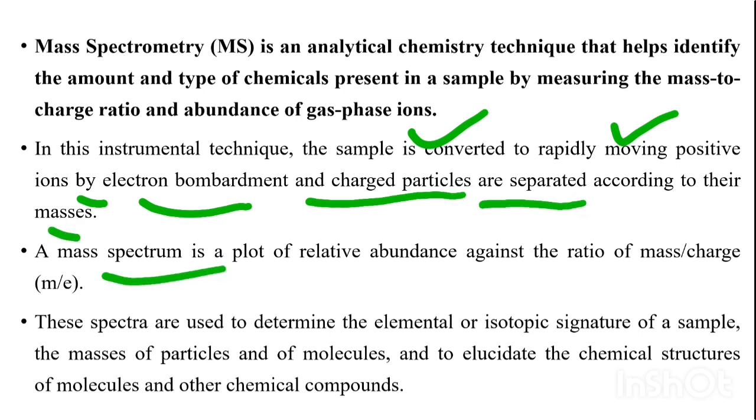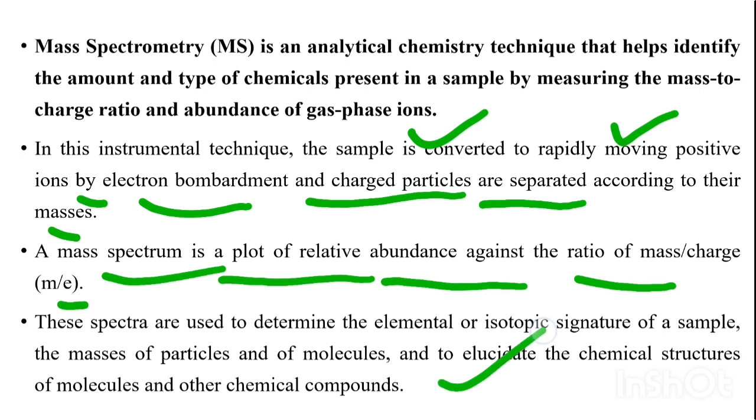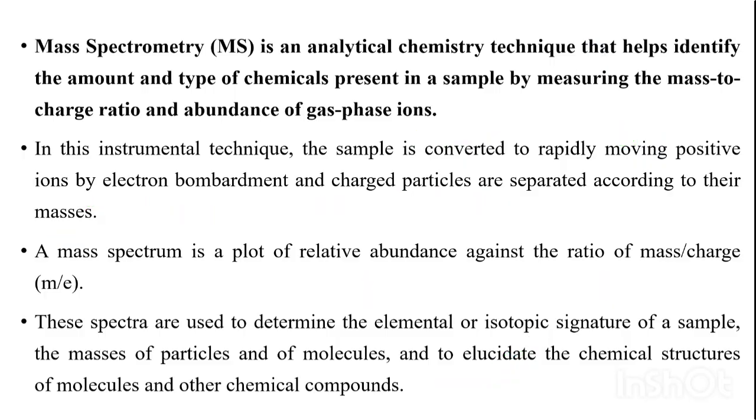A mass spectrum is a plot of relative abundance against the ratio of mass and charge. These spectra are used to determine the elemental and isotopic signature of the sample, the masses of particles and of molecules, and to elucidate the chemical structure of molecules and other chemical compounds. So basically, at first the sample is converted into charged particles, then separated on the basis of their mass.